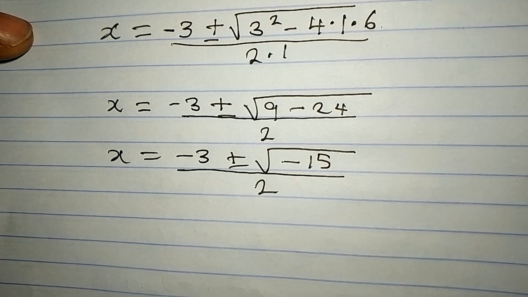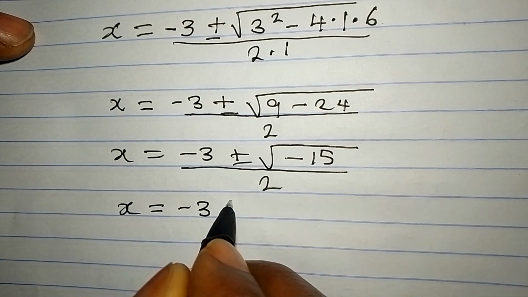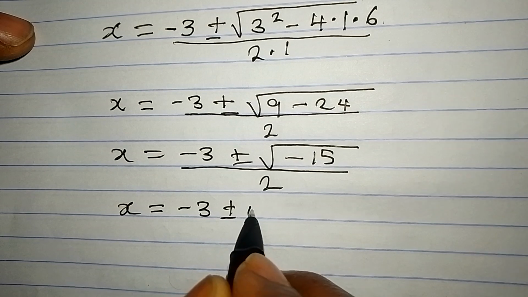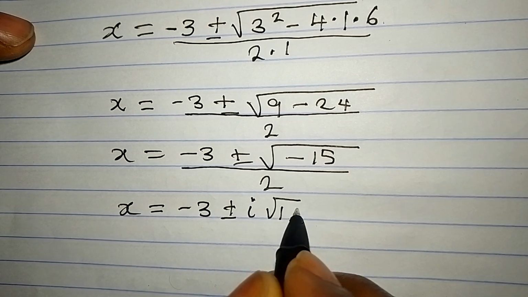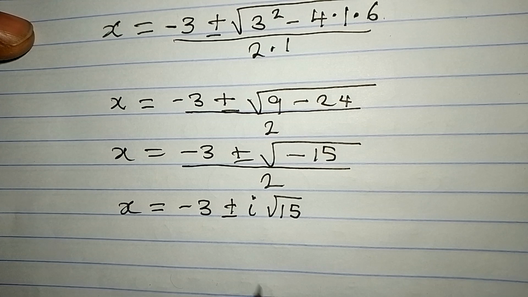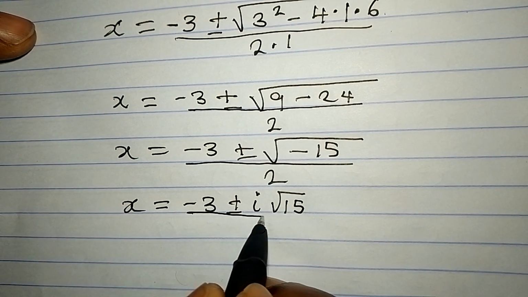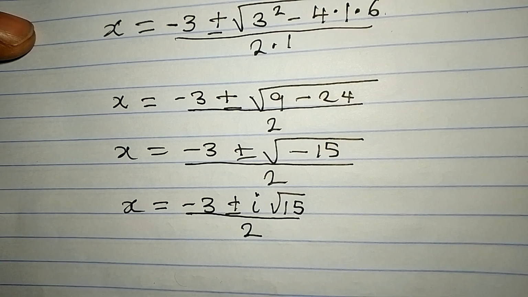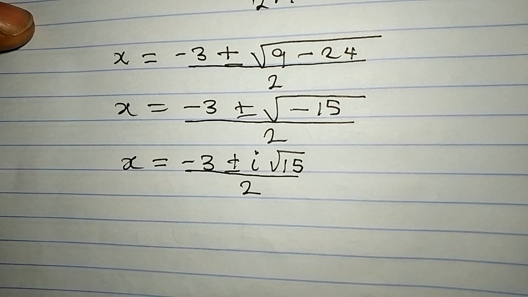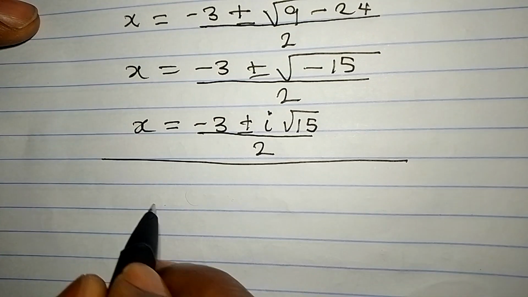Very simple, right? So we have our x equal to negative 3 plus or minus I square root of 15. To point out the negative here, you will have imaginary, which is denoted as I. Then we have this over 2. So from here, we have a 2-in-1 solution. Remember our first solution. Let's get the 3 solutions.